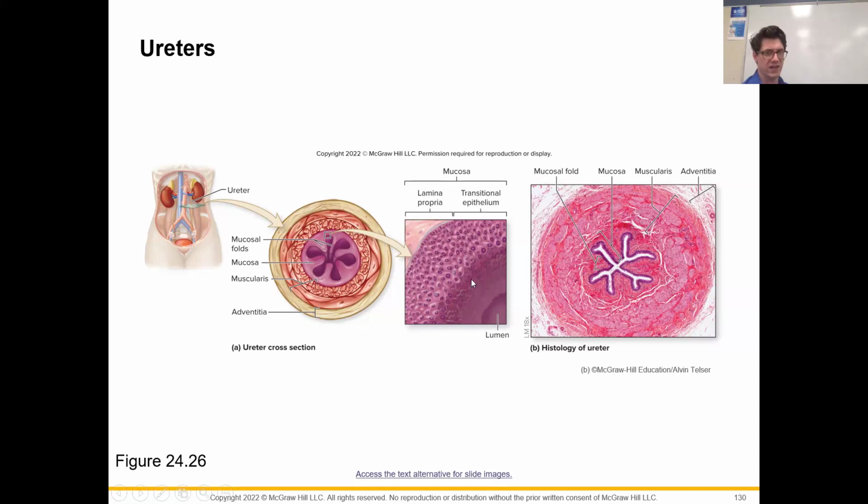So, folds and transitional epithelia. What does this mean? Well, we use transitional epithelia when we need to have stretch. Folds are going to allow us to have additional stretch because the folds will basically flatten themselves out and then they'll actually stretch the transitional epithelia. Why might we need to do this?